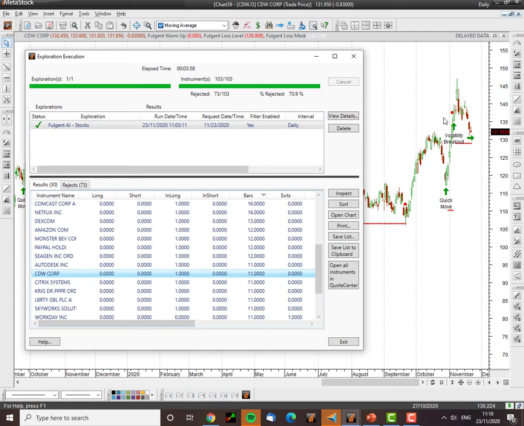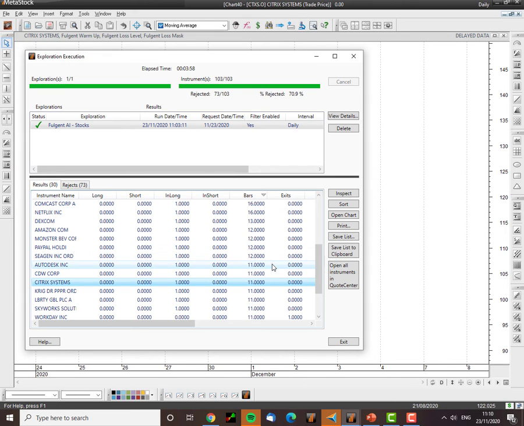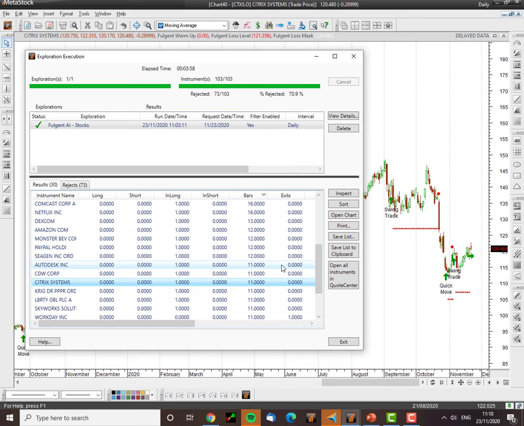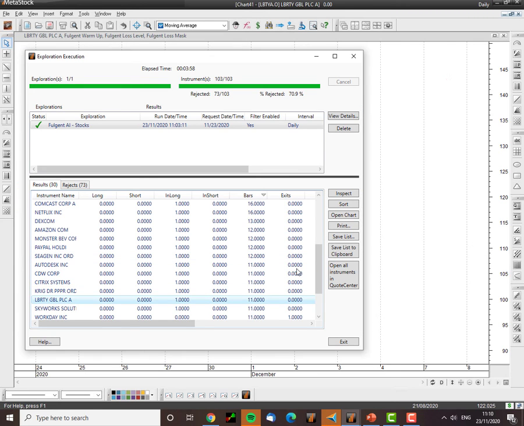Volatility break at Autodesk. CW Corp, we can see some great trade ideas there. Quick move, huge move, took profit, huge, came with a volatility breakout, so there's a nice entry point there at 131. Your stop loss is 128 on CW. Citrix, alright, there we go. So I'm going to take the Liberty Global PLC.